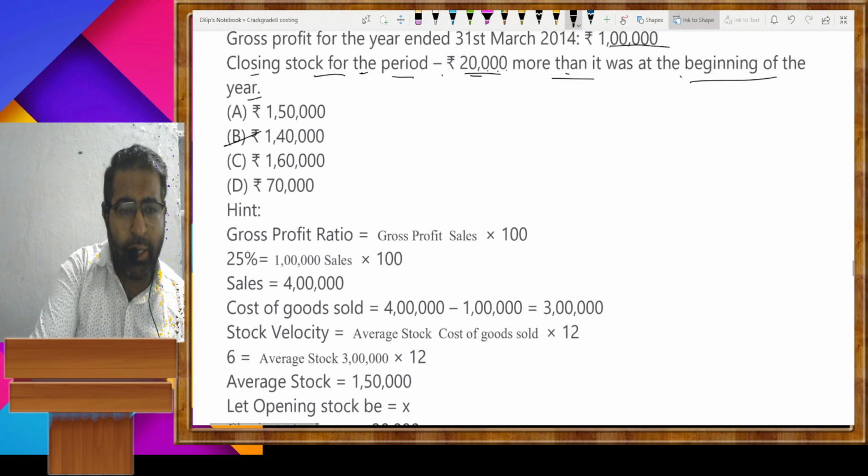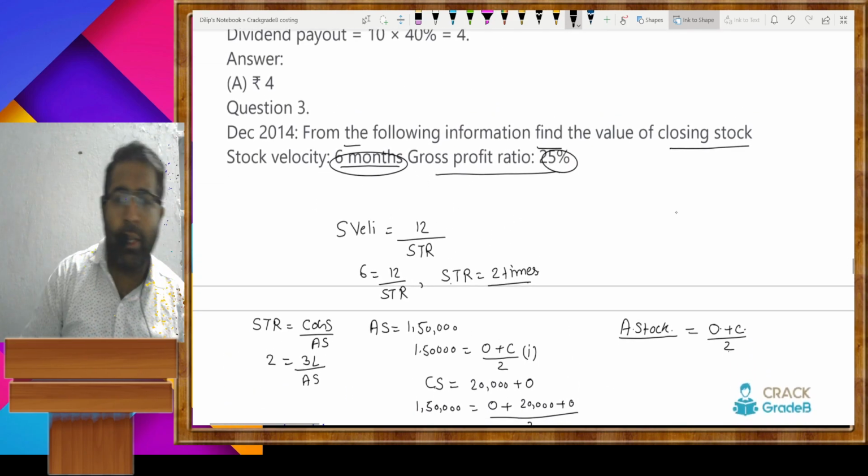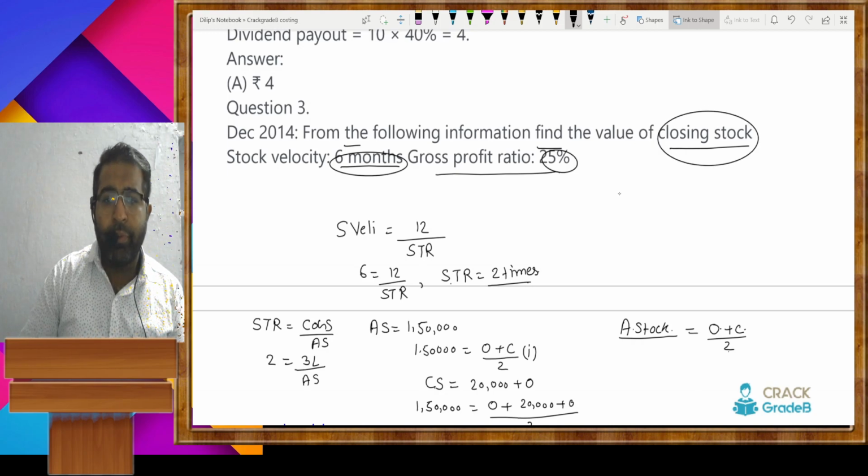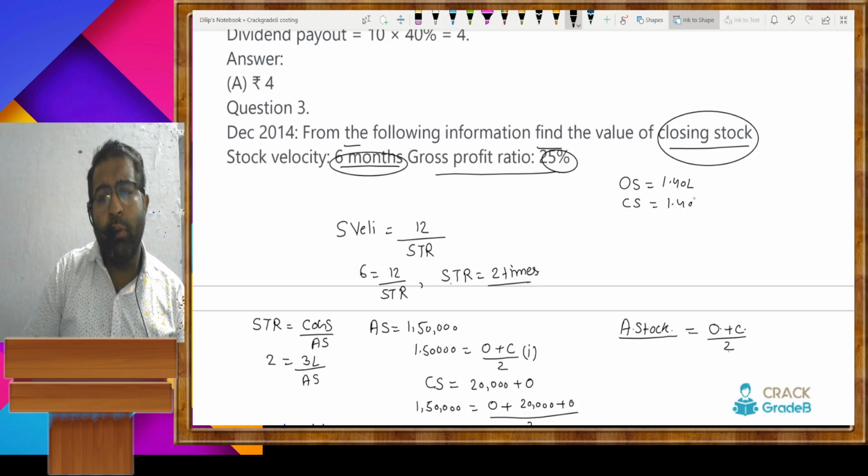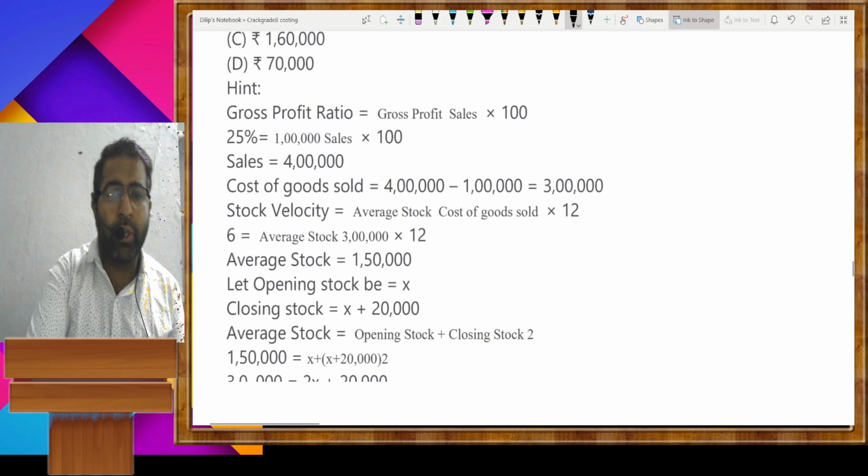In the question, they are asking about the closing stock. If opening stock is 1,40,000, closing stock is more than opening, 140 plus 20. So answer is 1,60,000. Okay.